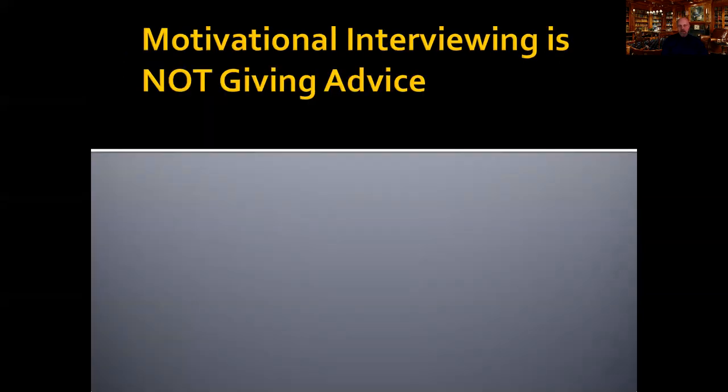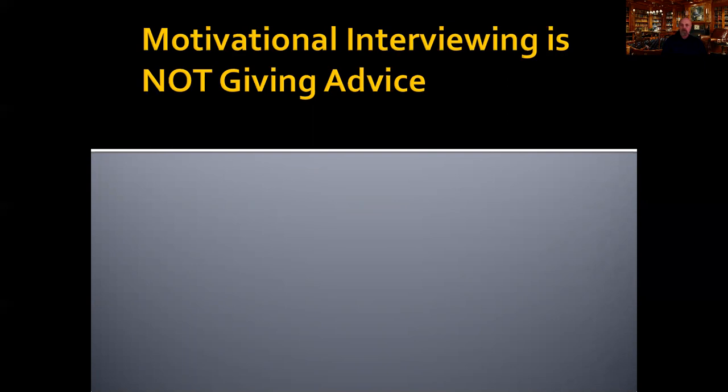Now, a very important foundational component to motivational interviewing is that motivational interviewing is not giving advice. And this is the very thing that new clinicians have the hardest time learning. The untrained clinician wants to give everybody advice. And it makes sense in some ways because many people who are coming into clinical fields have some kind of personal experience with whatever it is that they're attempting to treat.